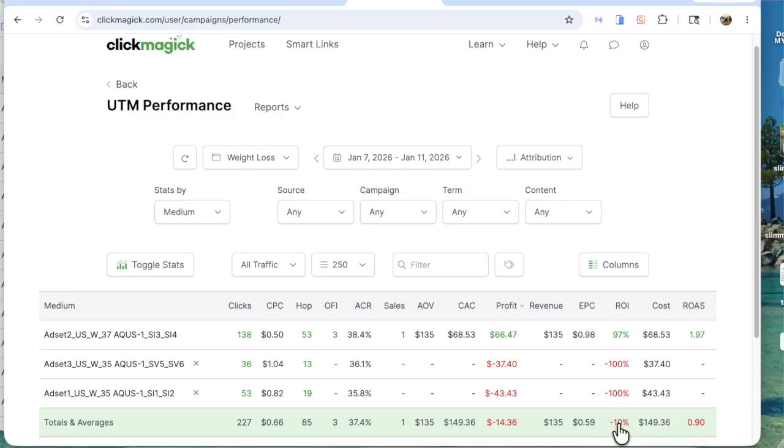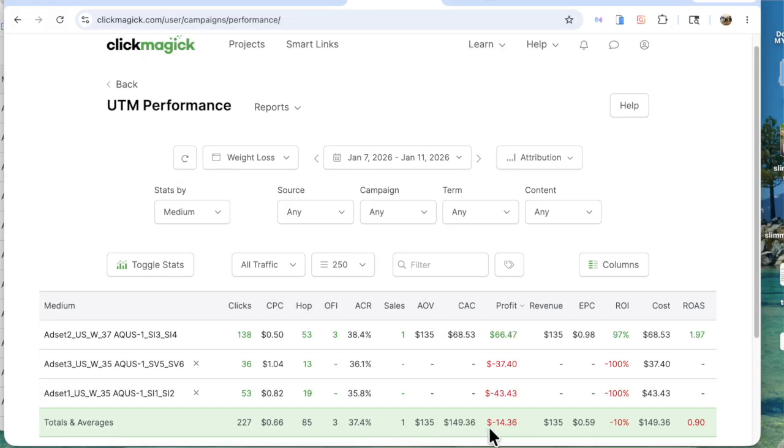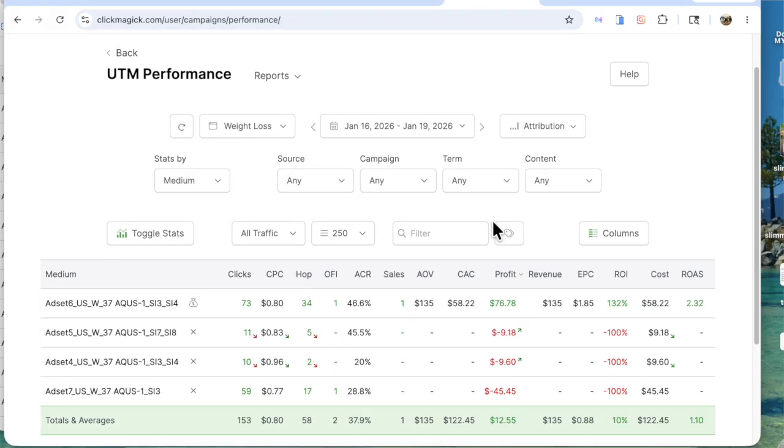In this campaign, I uploaded new ad sets and am testing my variables, trying to reduce my loss. You will see here my return on investment is already 10%. From my negative profit of negative $14, my profit here is now $12.55. So now I'm trying to make this campaign profitable.